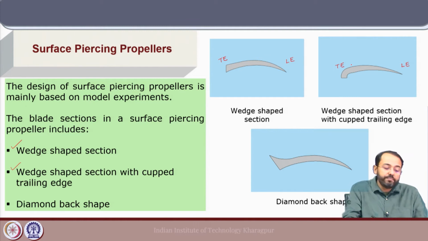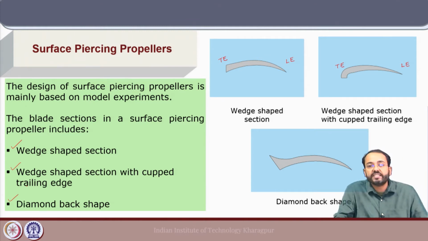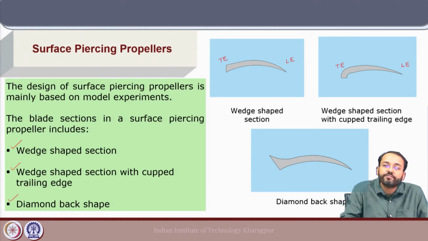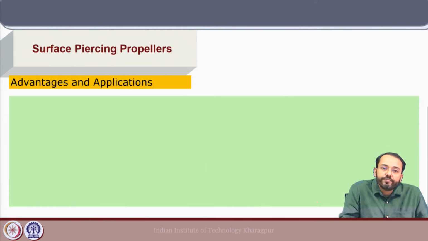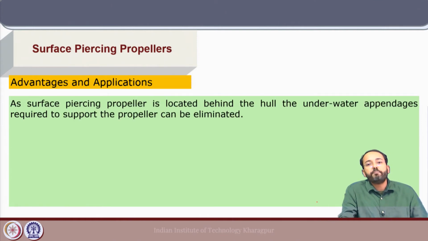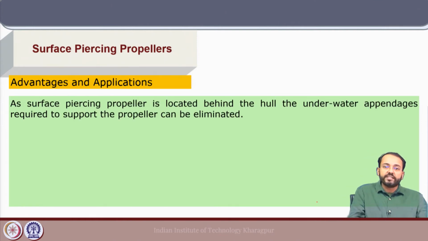And another shape, which is the diamond back shape used for surface piercing propellers, is shown here. Now, these shapes are very different from the conventional propeller blade sections, and they are specifically designed to achieve the thrust and torque performance in different surface piercing conditions. Next, we will look into the advantages and applications of surface piercing propellers.